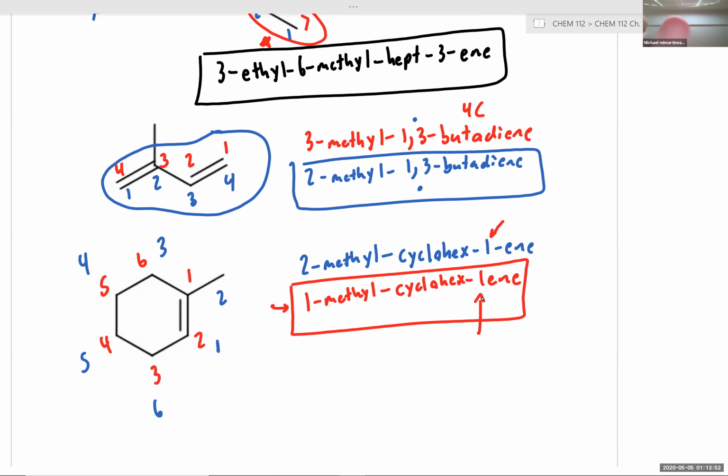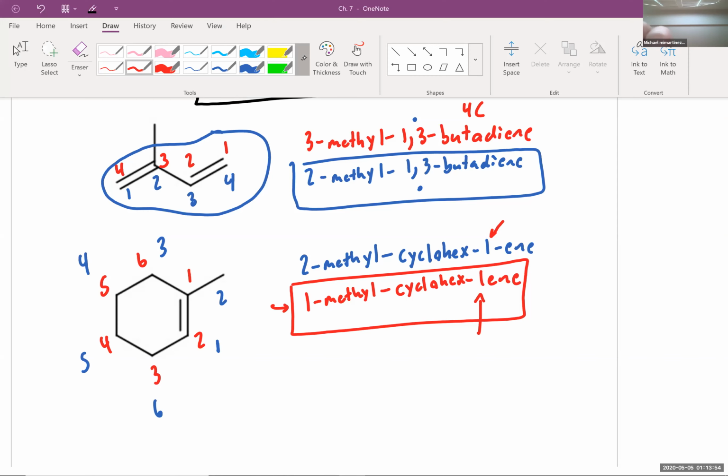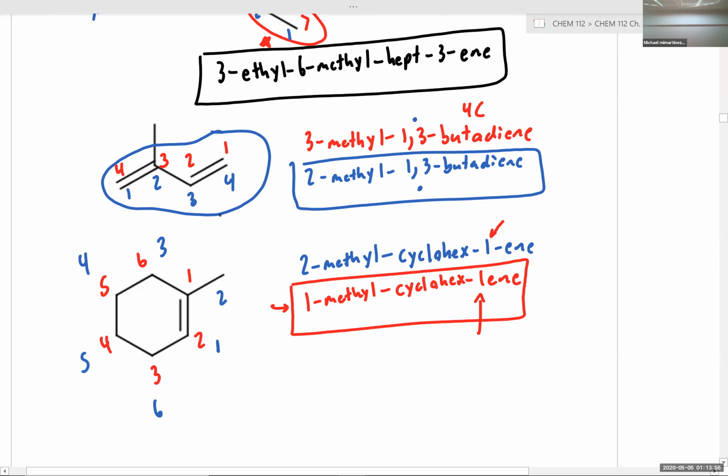Just as a side note, for this butadiene, I've been naming it in a little bit of an old school way. The slightly more modern way to name this would be 2-methylbuta-1,3-diene, both of which are reasonable methods for naming this diene structure.